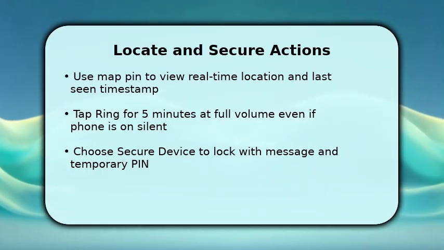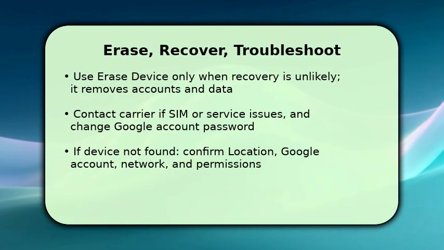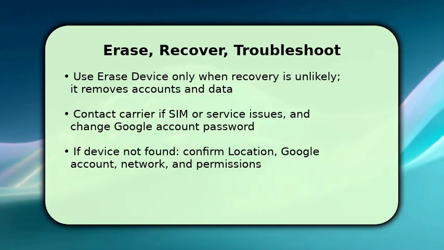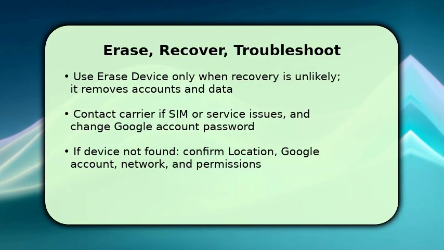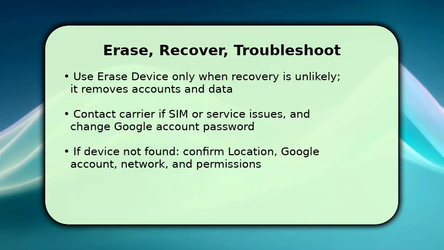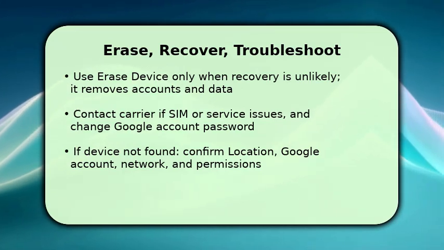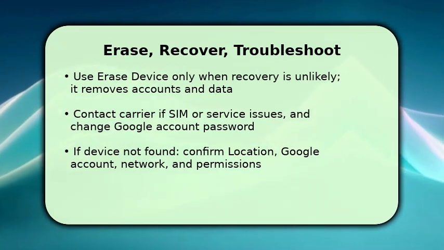Finish by deciding whether to recover or wipe. Use Erase Device only when you cannot retrieve the phone. Erasing removes your accounts and prevents tracking afterward, so consider it a last resort. If the SIM is missing or service blocked, contact your carrier and change your Google password immediately.